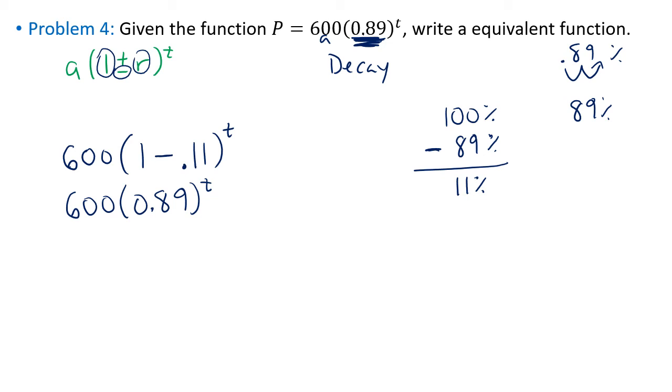They're the same equation written in two different ways. The first one's representing a decay of 11%. The second one's representing that whatever you do, 89% will be remaining of the 600. Please keep in mind these are the same thing.